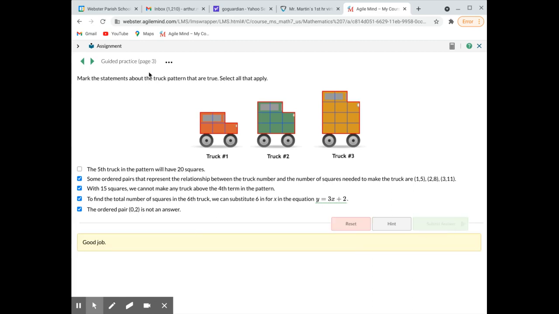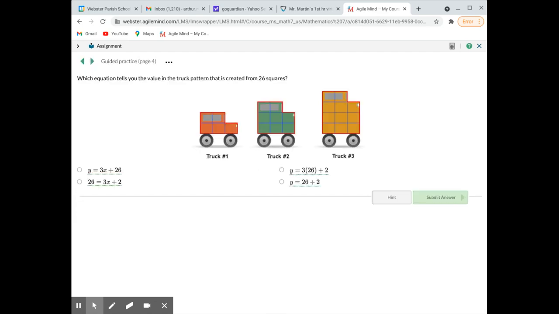Good job. All right. Looking at number 4, Roykia, it says, which equation tells you the value in the truck pattern that is created from 26 squares? So which one would you use to find that answer based off of what we've done? Y equals 3 times 26 plus 2. Great job. And how did you know that so fast?